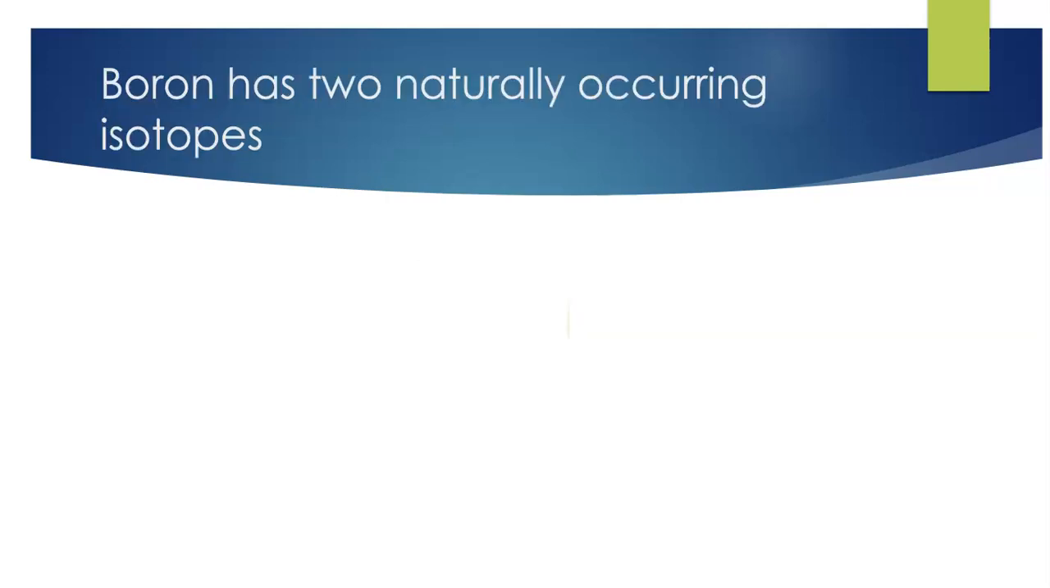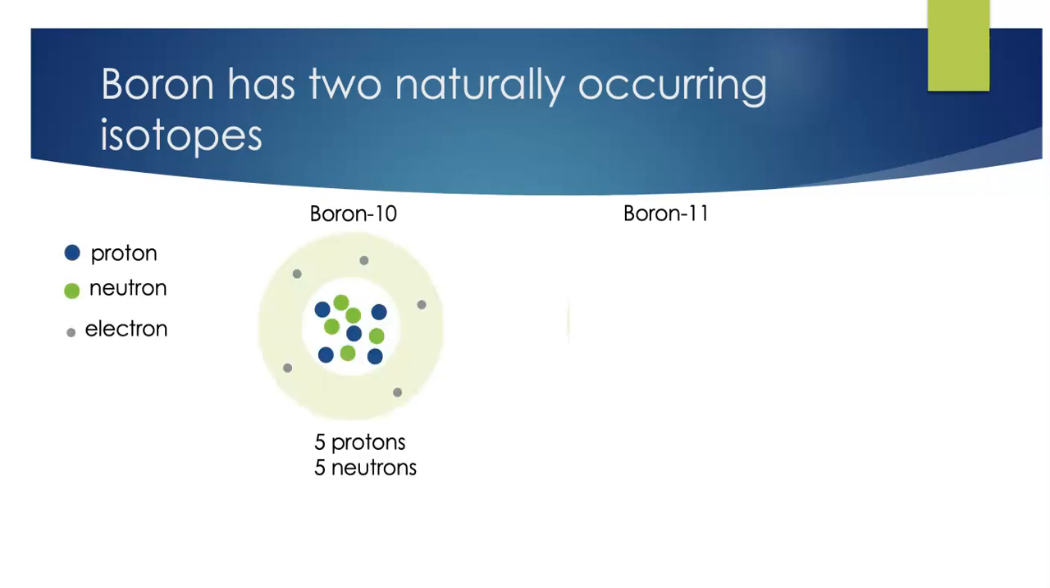Now, the element boron has two naturally occurring isotopes. Isotopes are atoms of the same element with the same atomic number but different atomic masses. The two common isotopes of boron are boron 10 and boron 11. Boron 10 has 5 protons and 5 neutrons. It's got to have 5 protons to be a boron atom. We call it boron 10 because there are 10 nuclear particles, or nucleons, 5 protons, 5 neutrons.